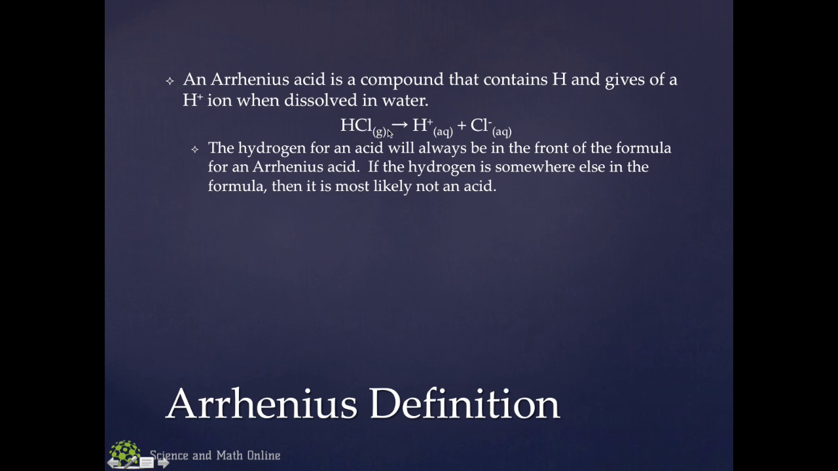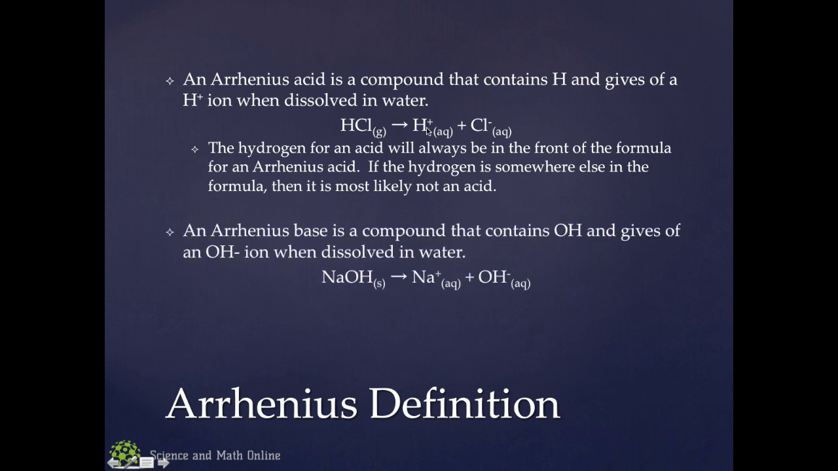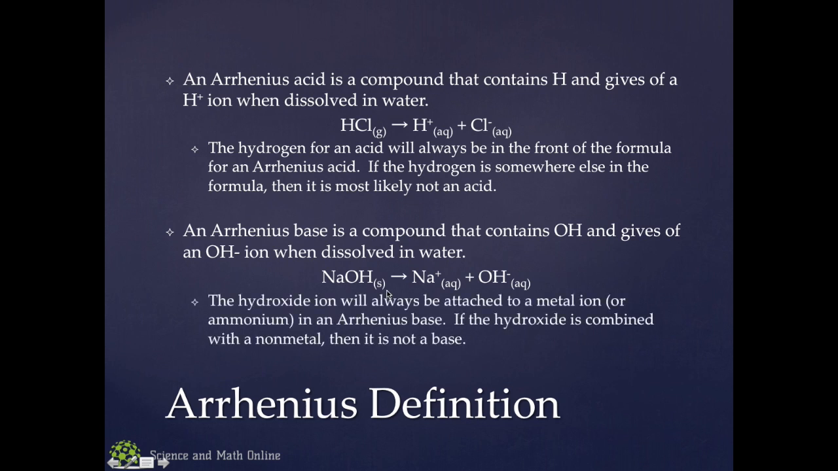If it's somewhere else in the formula, it's not an acid, like CH4. Methane has an H in it, but it doesn't do this, and so it's not an acid. An Arrhenius base is something that contains a hydroxide and gives off the hydroxide ion when it's dissolved in water, like sodium hydroxide. Once again, it's always going to be connected to a metal or ammonium. If it's combined with a nonmetal, then it's not a base.